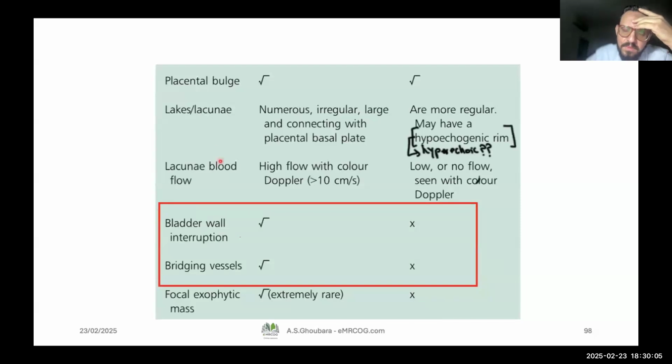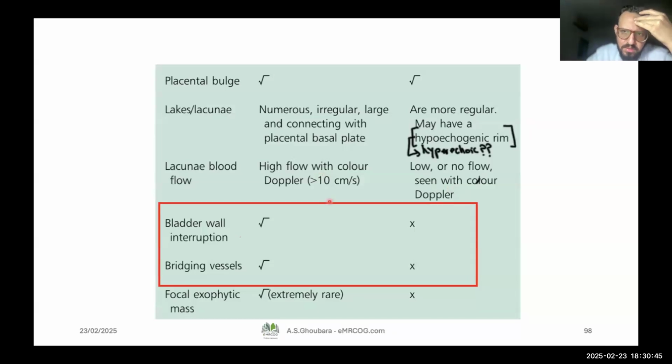Lakes and lacunae: there are lakes in both the uterine dehiscence and the scar, but lacunae are a distinctive feature for accreta, for PAS. Lakes are found in uterine dehiscence, but you can't see lacunae, the tortuous moth-eaten appearance, in uterine dehiscence, because it's a sign of accreta. Lacunae blood flow is turbulent, more than 10 cm per second, high velocity, while slow or no flow is seen in color Doppler because they are lakes, not lacunae.